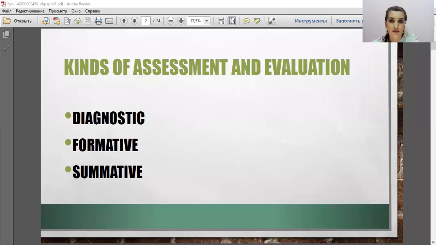So we teach our students for the whole year or for the whole course, and of course, while teaching and at the end of the teaching, we should assess them in order to clarify their knowledge. So let's speak about the kinds of assessment and evaluation. They are diagnostic, formative, and summative assessment.